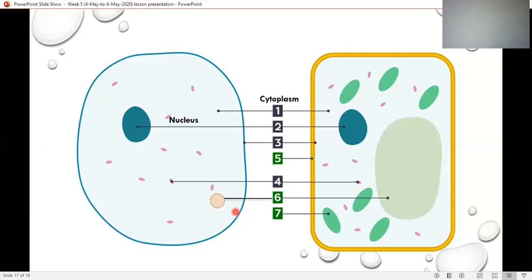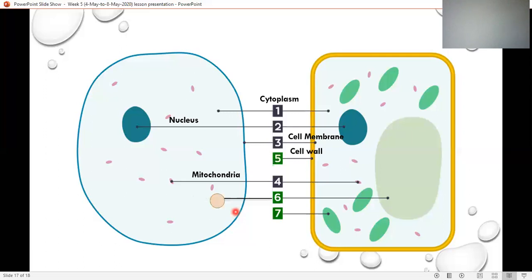Number 2, nucleus. If you marked number 2 as nucleus, then you are absolutely correct. 1 plus 1. Number 3 is cell membrane. If you marked it cell membrane, then yep, you are right. Plus 1 for yourself. Number 4 is mitochondria. Mitochondria is irrelevant to your syllabus, but I just mentioned it here because it's present in both animal and plant cells. So if you didn't get it, then it's okay. You are going to get a grace mark for that.